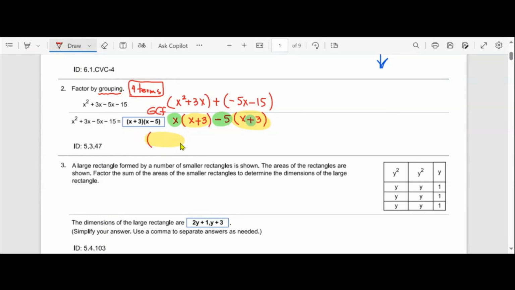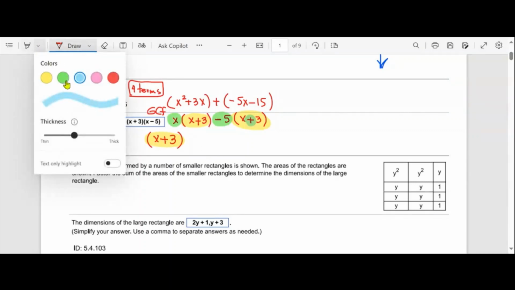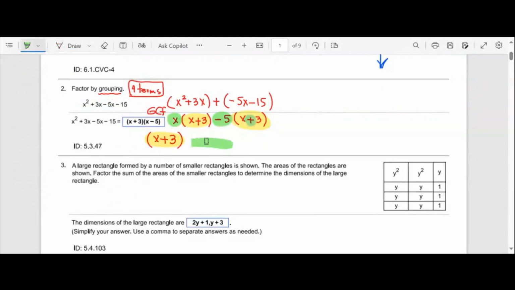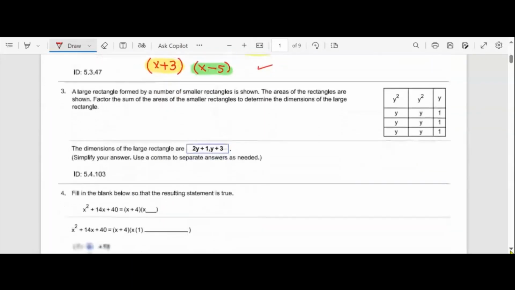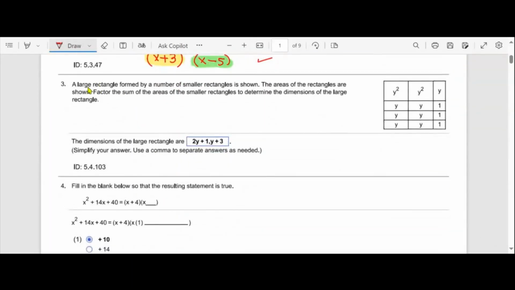Now, do we have a common bracket? Yes, x plus 3. What's the common bracket? X plus 3. And what's left? X minus 5. Good. Now let's go for the next one.